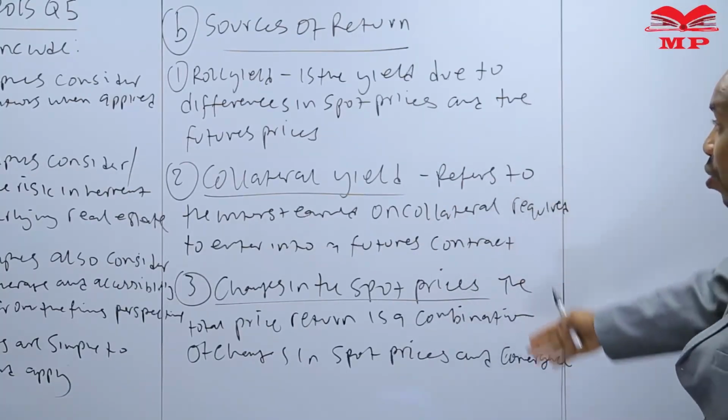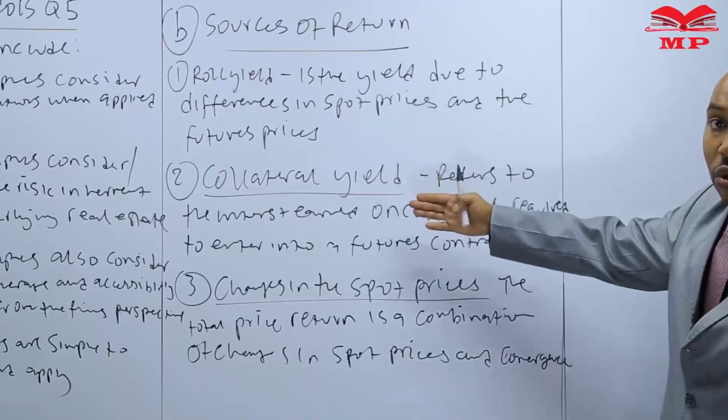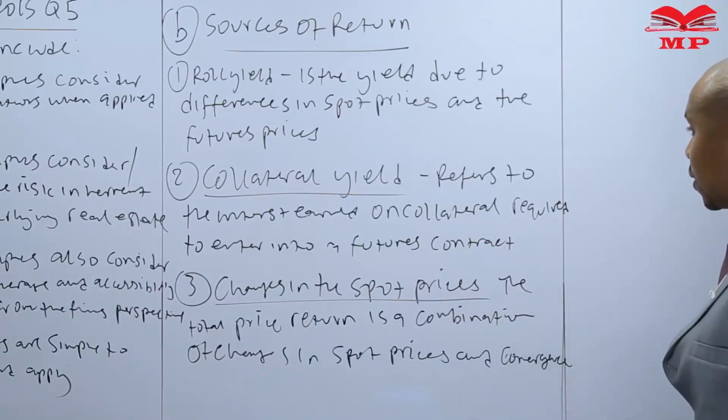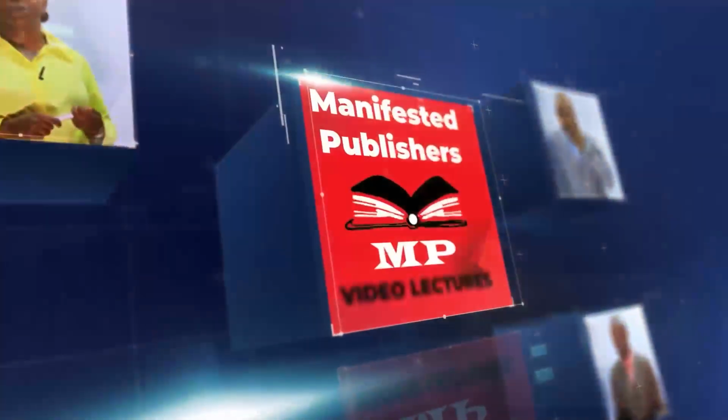So these are the major sources of return: the roll yield, the collateral yield, and the changes in the spot prices.